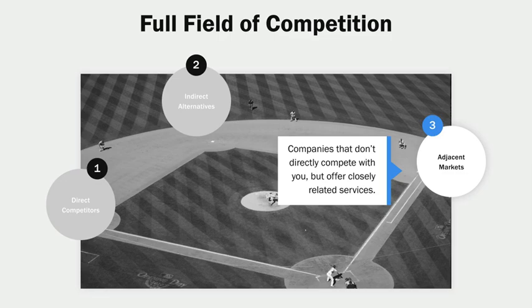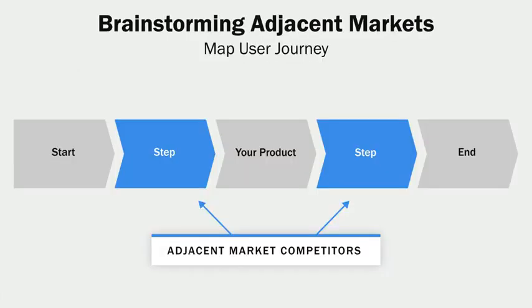Finally, the third group of competitors are companies in adjacent markets. These are companies that don't directly compete with you today, but offer closely related services. In a good scenario, they could offer interesting functionality to bring into or integrate with your solution. And in a bad scenario, they may start developing functionality that increasingly overlaps with your value proposition. The way to brainstorm these adjacent markets is to think about your user journey. Map out the touch points they experience before and after your product. The products that your user touches before and after your product will often be your adjacent market competitors.